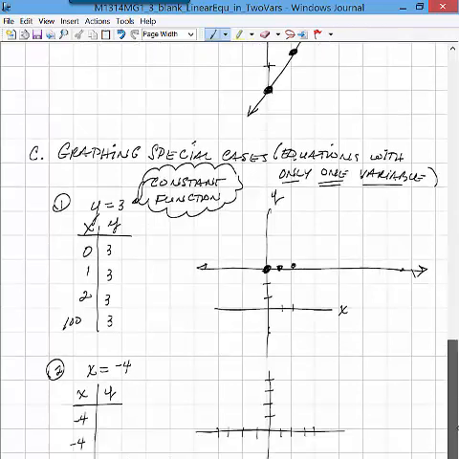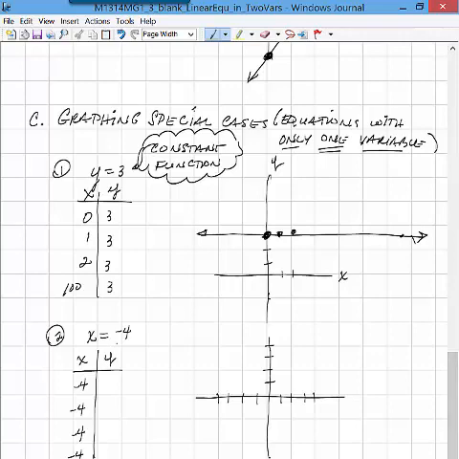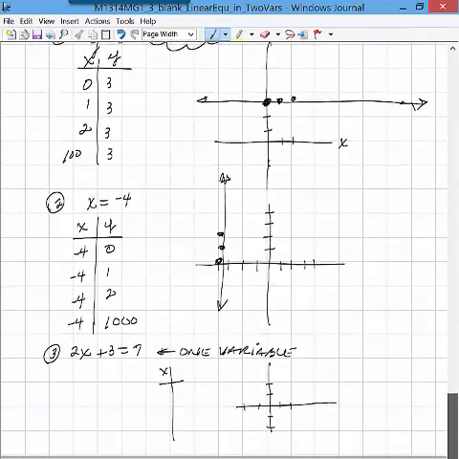Number 2 is an equation that only has one variable in it, but it's the x variable. So in the table, the x will always be negative 4. The y will be anything we want it to be. Again, 0, 1, 2, 100, 1,000, 10,000, whatever you want. Okay, negative 4, 0. Negative 4, 1, left 4, up 1. Negative 4, 2, left 4, up 2. Left 4, up 10,000, whatever. When you connect the points, it's going to be a vertical line. So an x equals something equation, or an equation that only has the x variable, is going to be a vertical line.